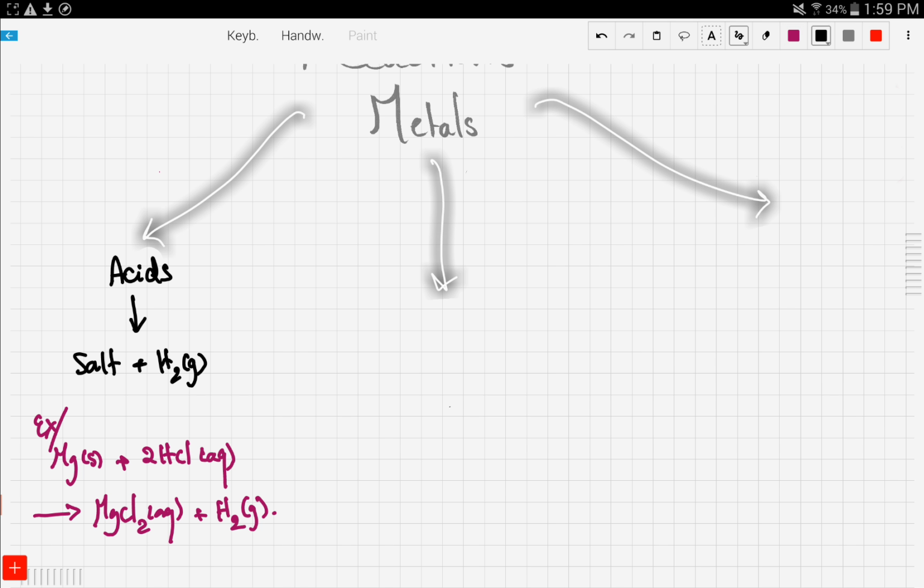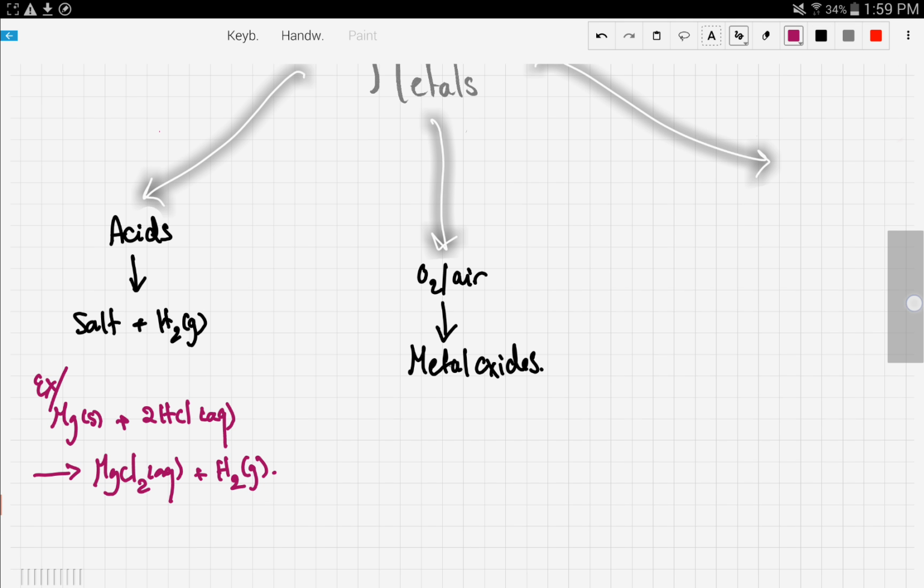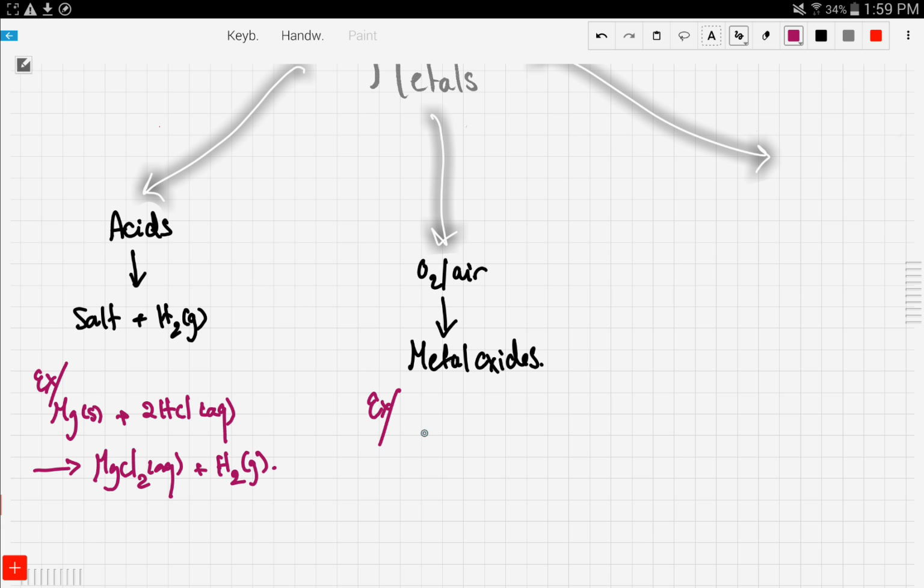Now let's move on to the reaction with oxygen or air. Now metals react with oxygen or air to give metal oxides only. Now let's take an example. Well, magnesium solid reacting with oxygen gas to give magnesium oxide solid.